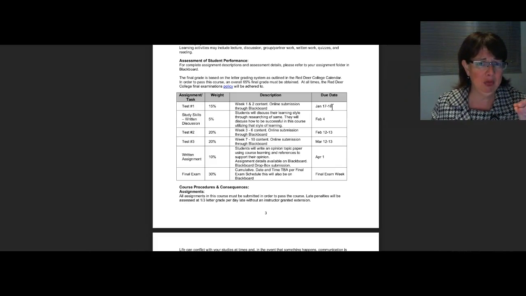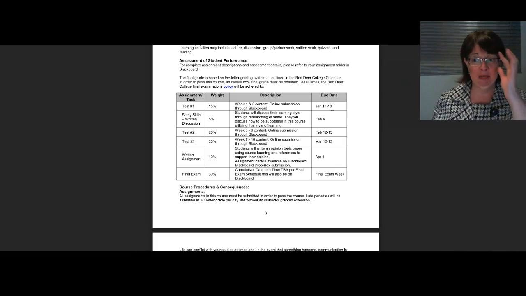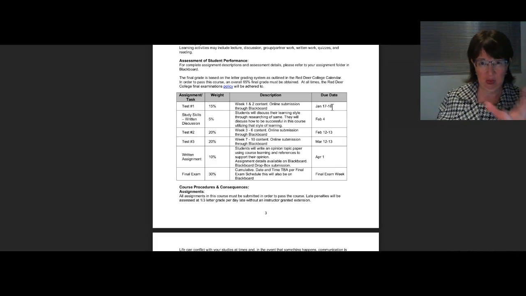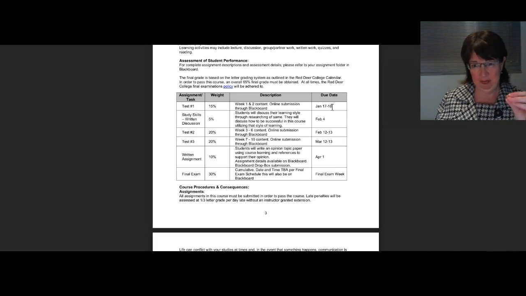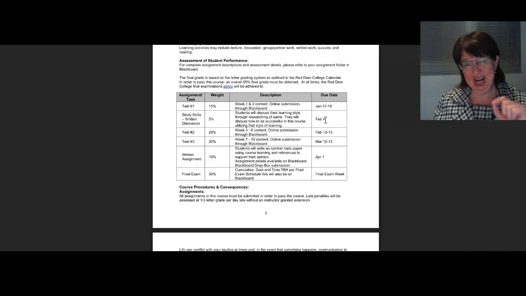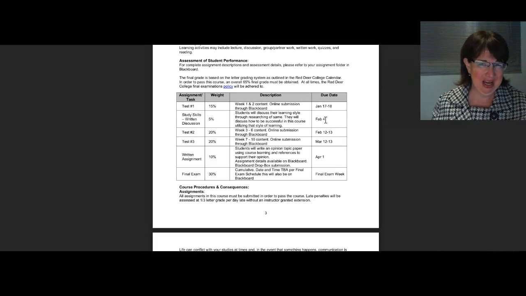We'll talk a little bit more about Lockdown Browser, because you need to be writing it in Lockdown Browser. And if you're not sure what the whole Lockdown Browser is, we'll talk about it in another video. Then there is an assignment talking about your learning style. It is due February the 4th, and that is due at 9 p.m.